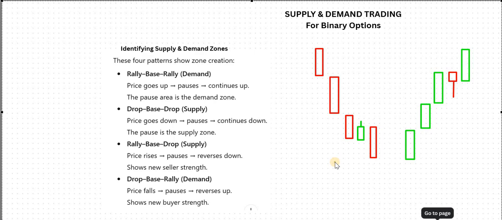A strong move away. For instance, this candle here has formed a drop, the base. This candle should be strong. At the beginning of this video, I told you about the strong move away from the zone. It shouldn't be a weak candle, because if it's a weak candle, it is not yet a zone. We need to see that strong move here, and then we need to see a clean base.